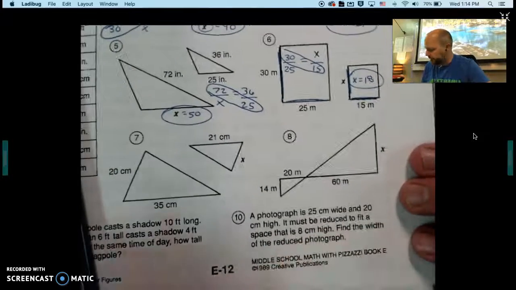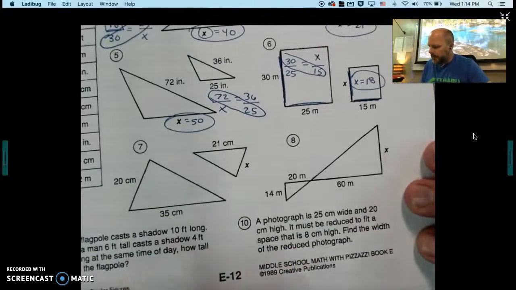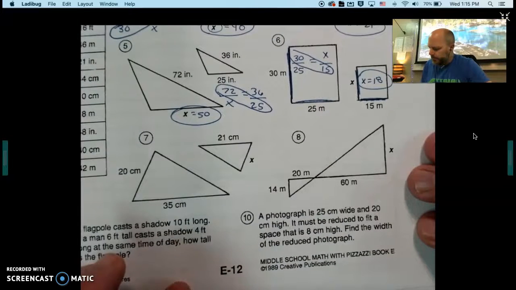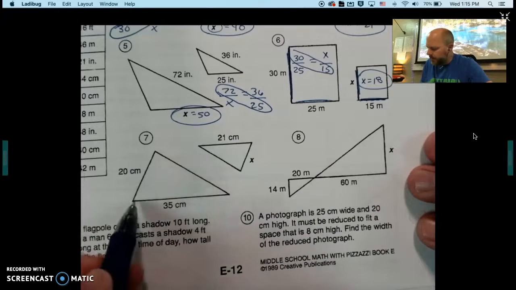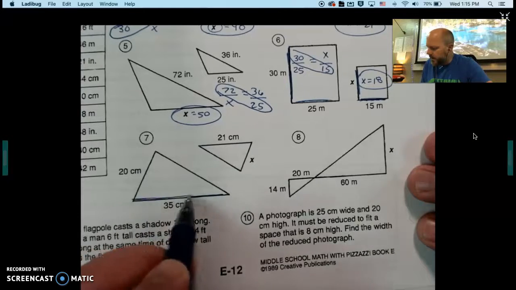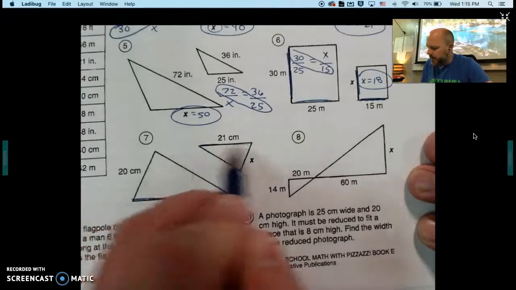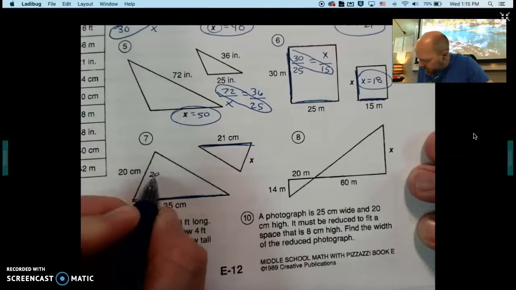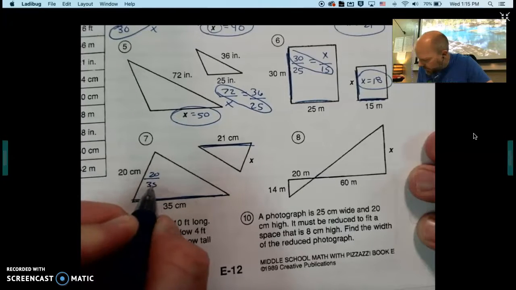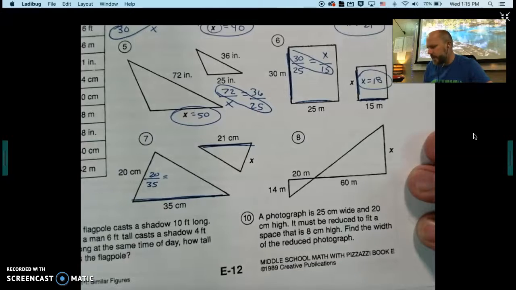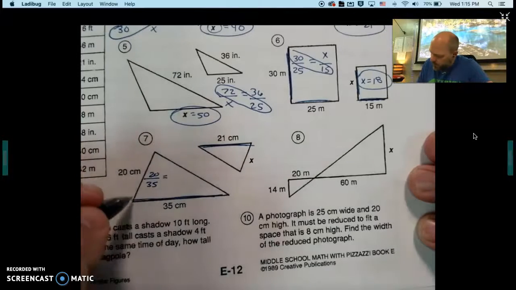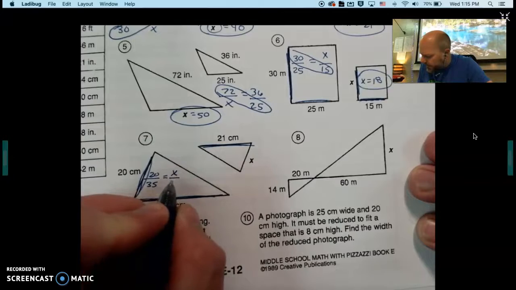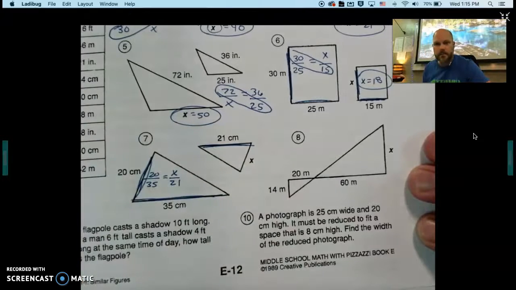All right, number 7. Now this one is a little different because it's kind of flip-flopped, okay? I have this side is the longer side, and I can tell that this side is longer than that, okay? So I'm going to put my proportion like this, 20 over 35. And this 20 is the shorter of the two sides, and so is the x. So I'm going to put my x on top and my 21 on bottom.